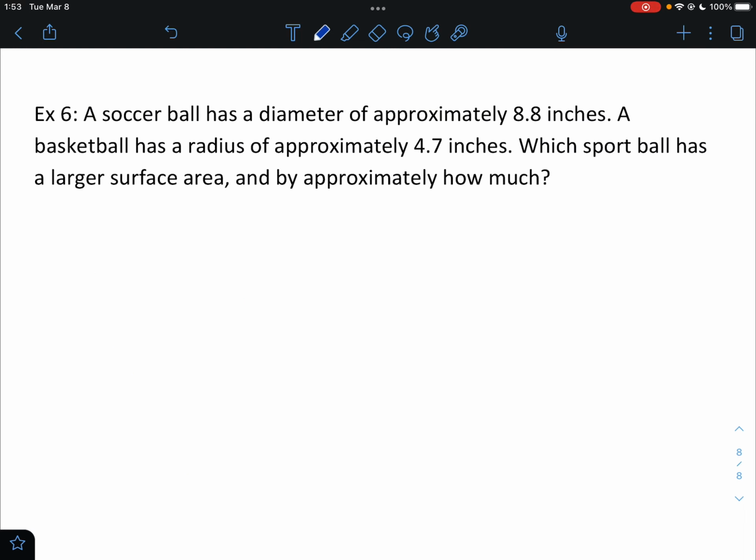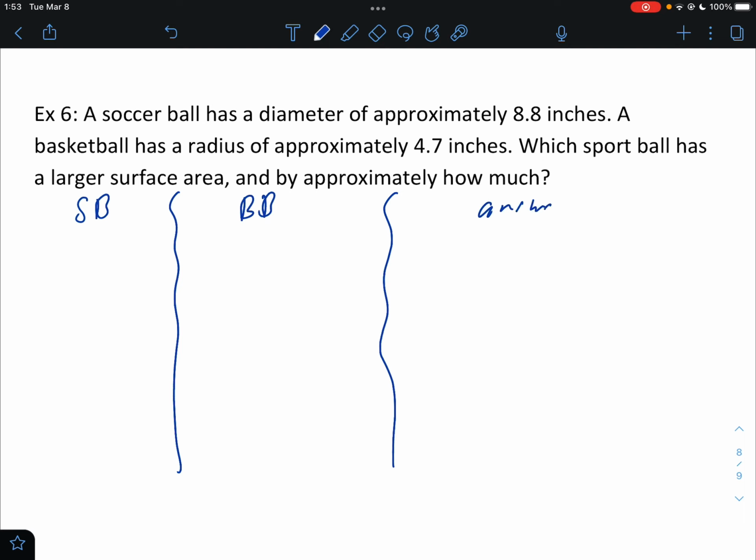Last one, a soccer ball has a diameter of approximately 8.8 inches. A basketball has a radius of approximately 4.7 inches. Which sport ball has a larger surface area, and by approximately how much? All right, so let's do this in 3 steps. Let's do the soccer ball, and then the basketball, and then our actual answer here at the end.